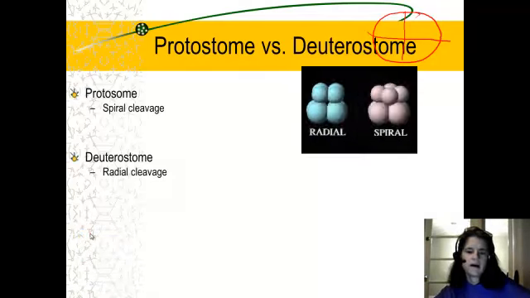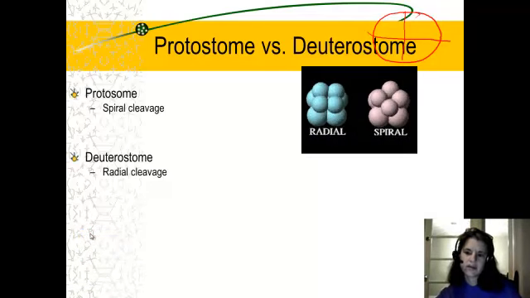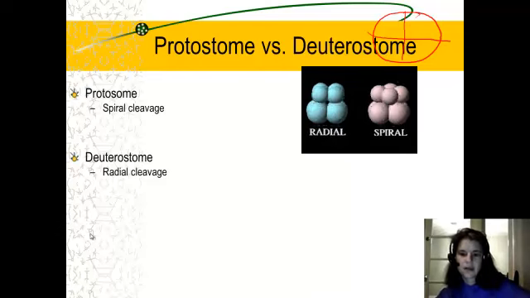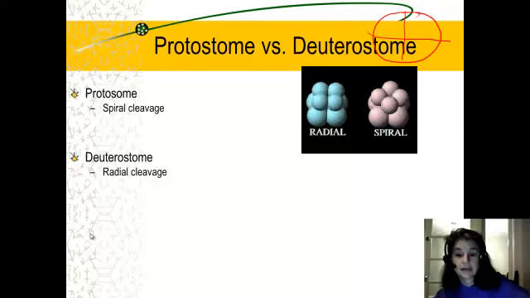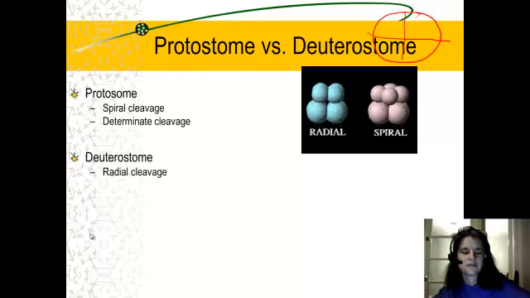So this is showing you a comparison of that. Deuterostome animals have the radial. We are deuterostomes, so that's the one that you probably need to pay the most attention to. The spiral is for other critters, and we'll talk about who's got this stuff in a minute.